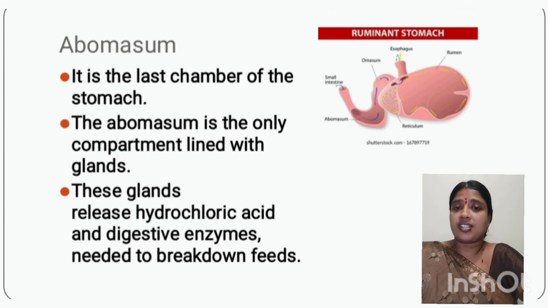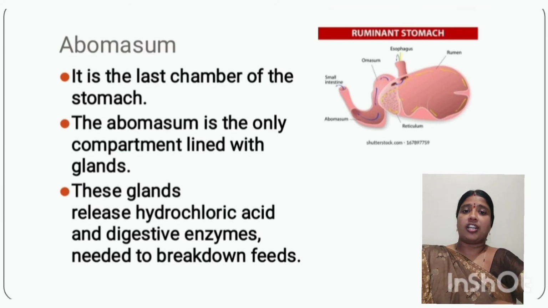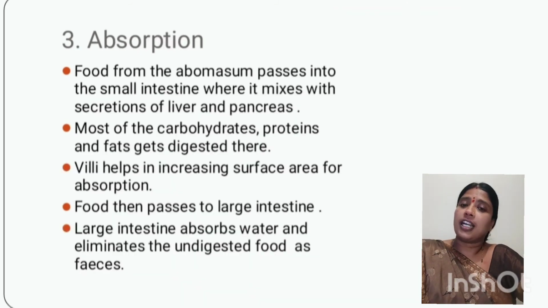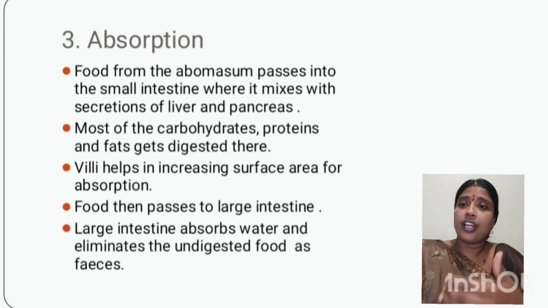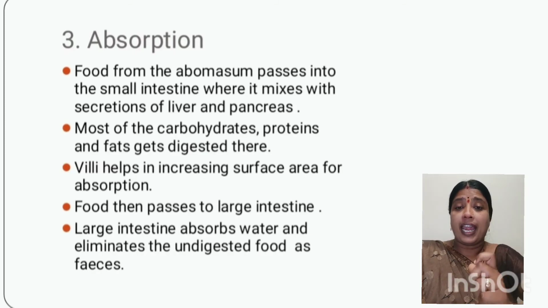Now this was about the second process, that was digestion. Now the third process is absorption. Now we ended with abomasum. So from abomasum the food goes to the small intestine, and there in the small intestine, as you know, the liver and pancreas are present. They secrete the digestive juices, and the food mixes with those secretions of the liver and pancreas, and then most of the carbohydrates, proteins and fats get digested because of those juices or enzymes.